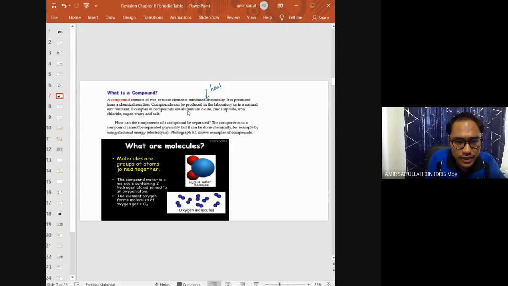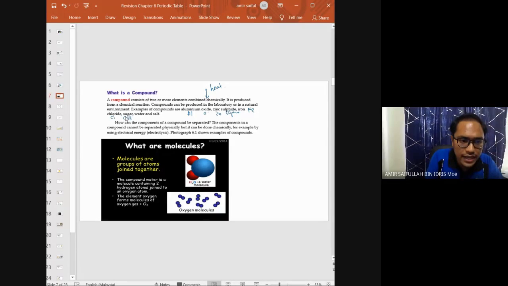So examples are this one, aluminium oxide. It has two elements: aluminium and oxygen. This one is zinc sulfide, it has zinc and sulfur, so two elements. Iron chloride: iron is Fe, ferrum, and it has chloride. Chloride is chlorine, chlorine gas. So when you mix chlorine element with ferrum element, it will become a new substance, which is what we call a compound. Sugar consists of carbon, oxygen, and hydrogen.